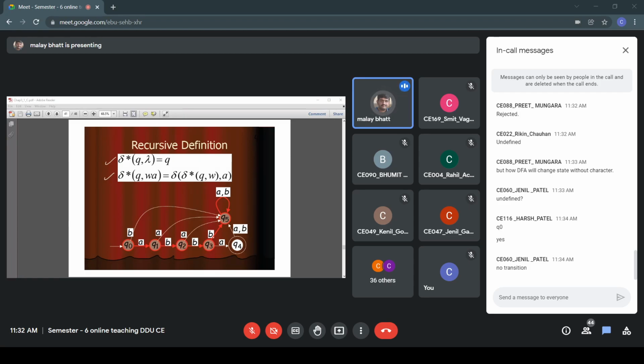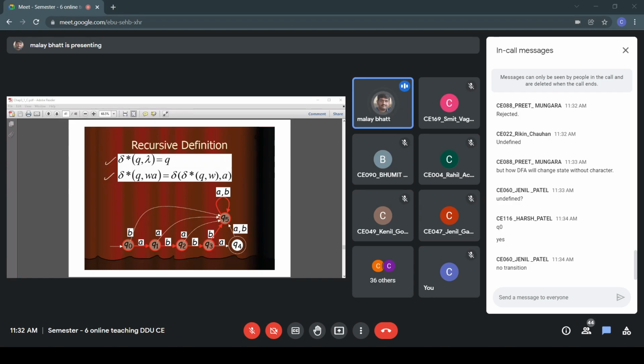And to terminate the recursion, we have this line: delta star of q comma null is equal to q. Delta star of q comma null is equal to q is to terminate the recursion. We must terminate the recursion. So now, delta star of q comma wa.